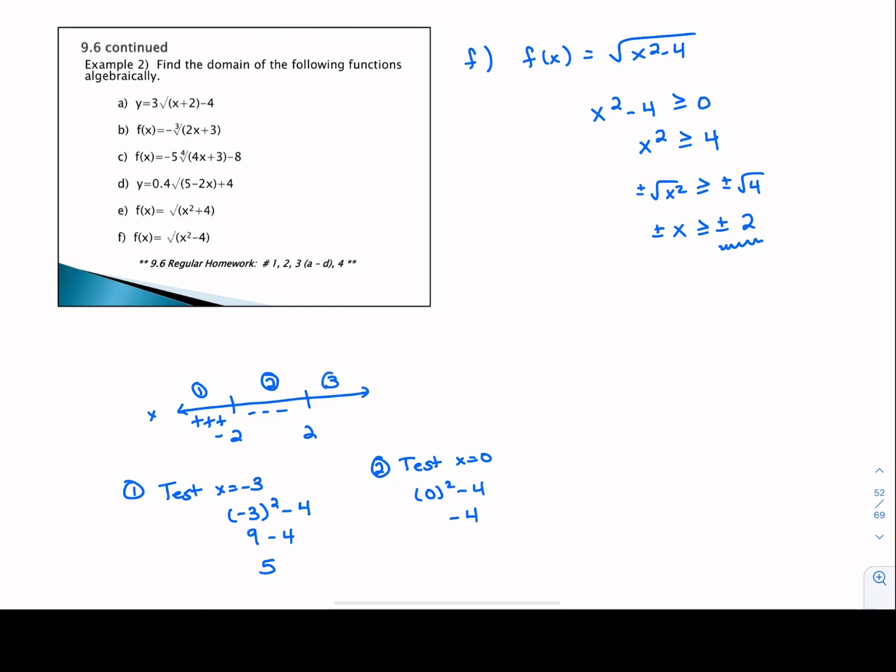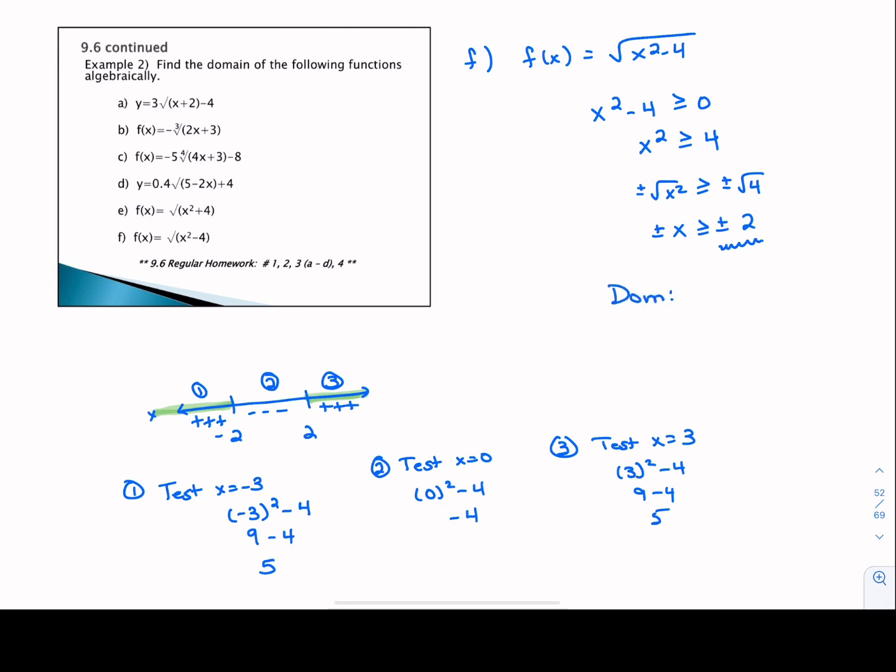The third interval we want to test might be something like x equals positive 3. Once again we have 3 squared minus 4. 9 minus 4 is positive 5, and we can take the square root of 5. It's just an irrational number. So we know this is going to give us a positive radicand. What that means is we will have domain, or x values on our function, that are less than or equal to negative 2, or we can choose x values that are greater than or equal to positive 2. So we're going to have two distinct intervals here for domain.